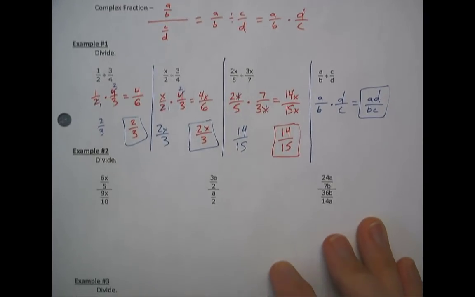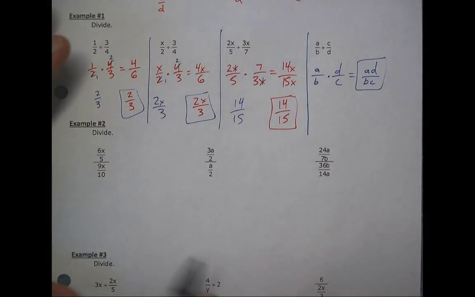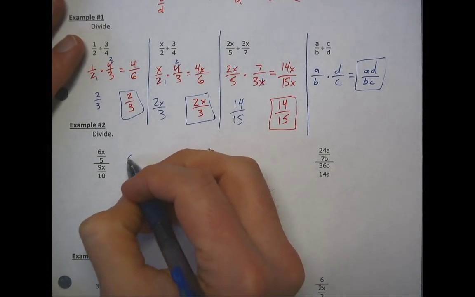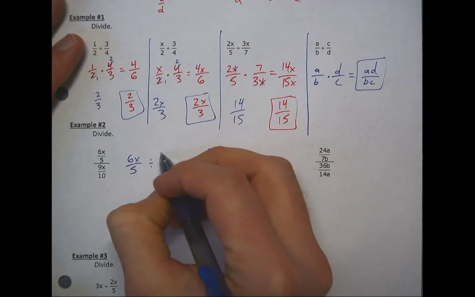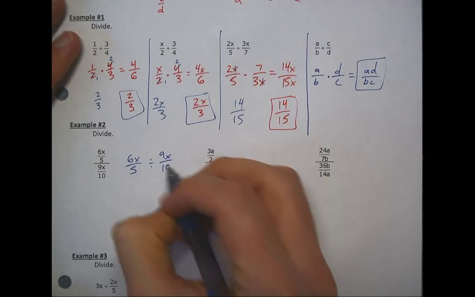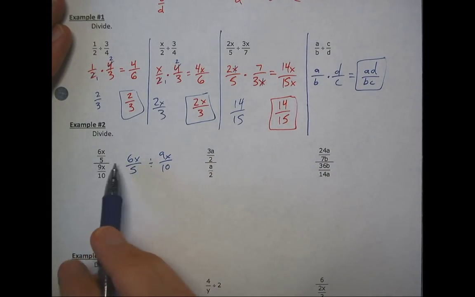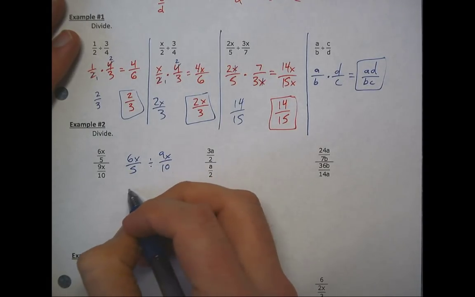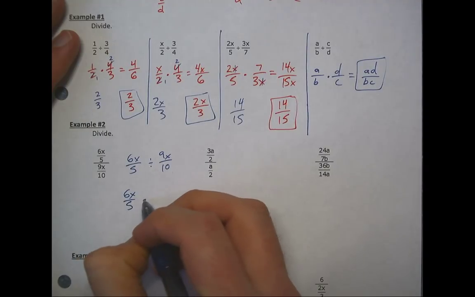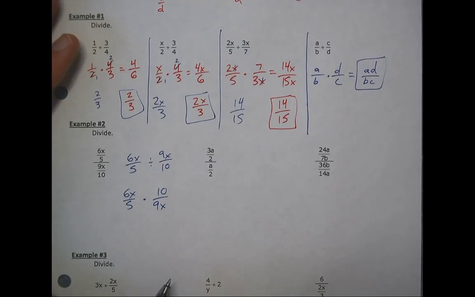All right, now let's look at some complex fractions. So it's just written differently. So first thing I want you to do is rewrite it as a normal division problem. Okay, so it's 6x over 5 divided by 9x over 10. Now we're going to flip. So 6x over 5 times 10 over 9x.